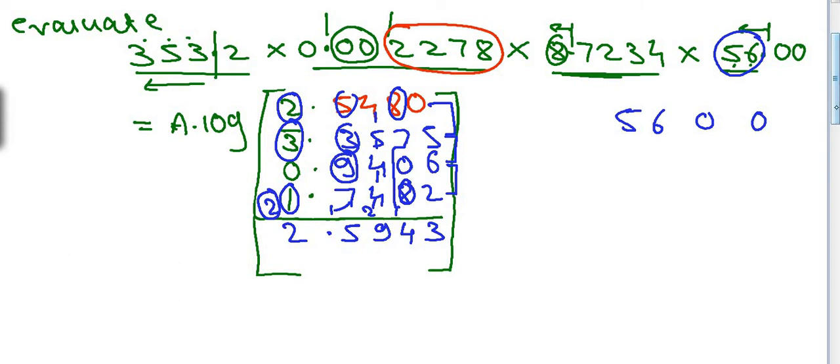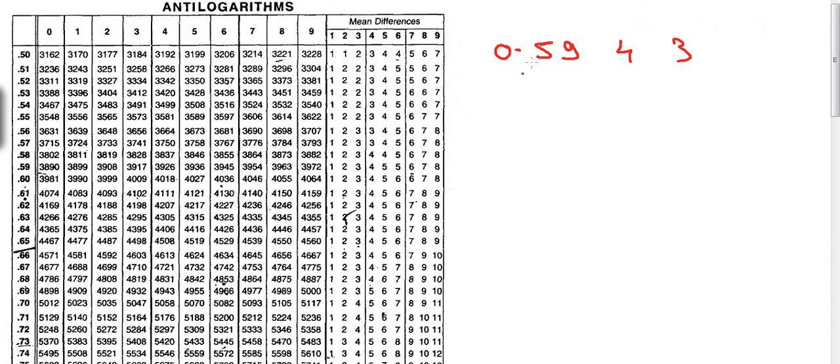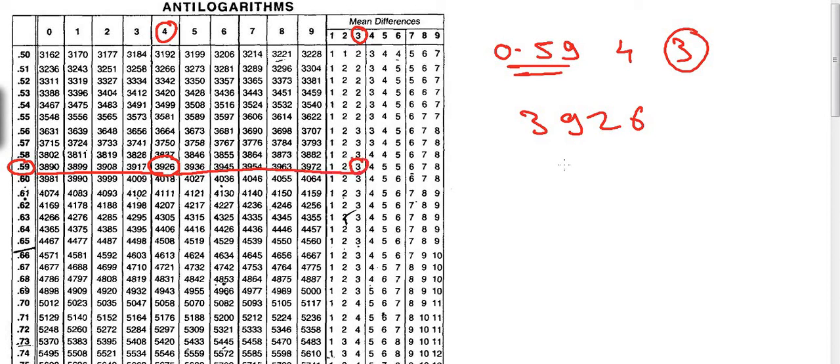Let us calculate its antilog now. To calculate the antilog we need 0.5943. Now locate 0.59 in the first column. So here is 0.59. Then 4, locate in the first row. Take their intersection. It is 3926. Now the mean difference corresponding to 3 is 3.